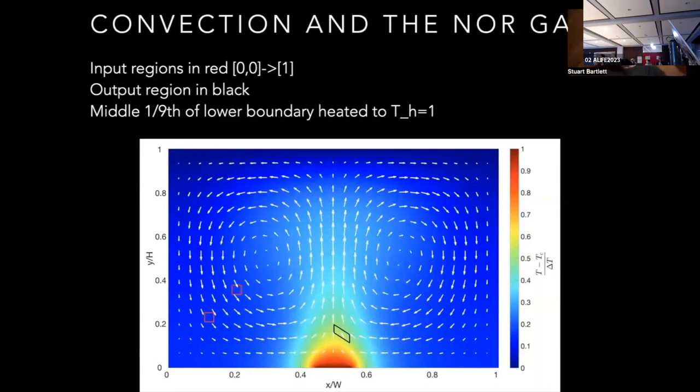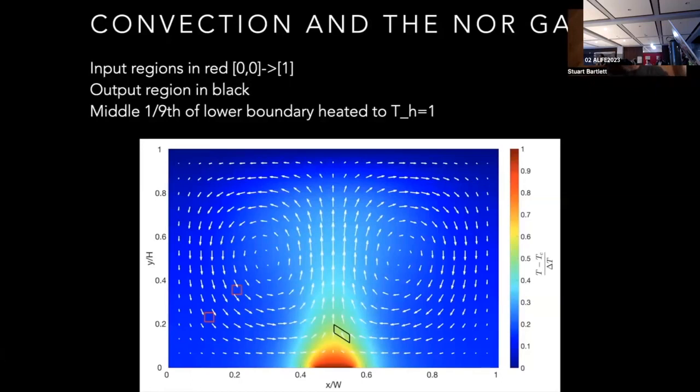In this case, the two inputs are off, so we're not applying any heat to those two little red squares. And of course, we have this convection plume in the center forming two convection cells. Now, the temperature in that black region, which is the output, is of course relatively high, a dimensionless temperature of roughly 0.5. So it's somewhere in between the two extremes.